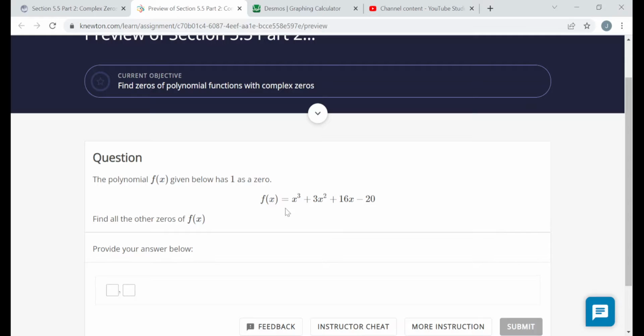Alright, so then we're going to go back to section 5.5 part 1, which talked about the factor theorem. If 1 is a 0, then x minus 1 is a factor. And I can use that in some division to find another factor. We can try to factor this polynomial completely and find all the zeros of all the factors.